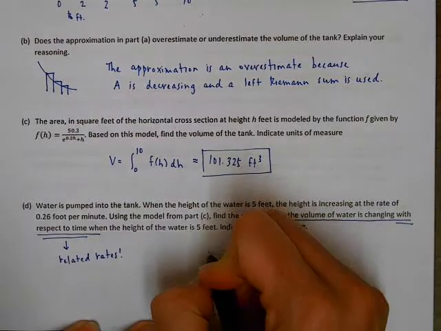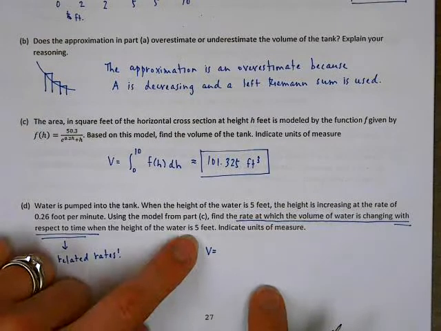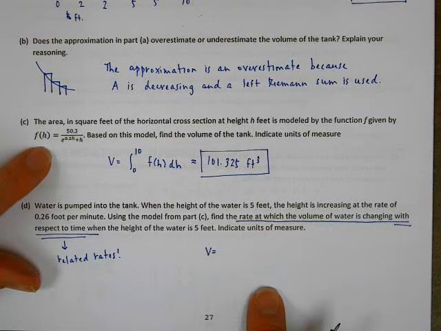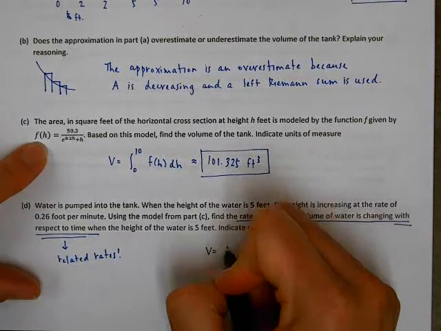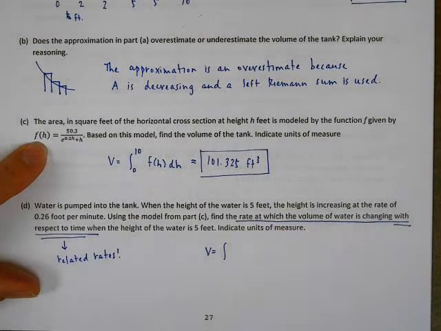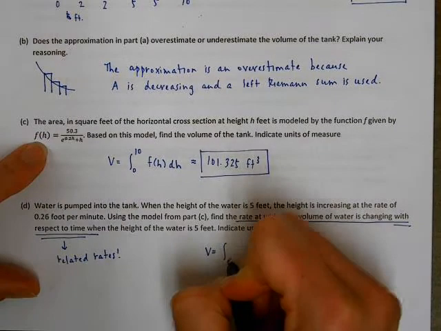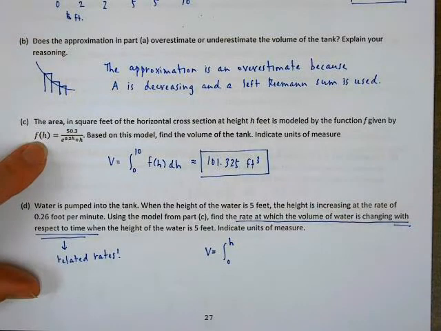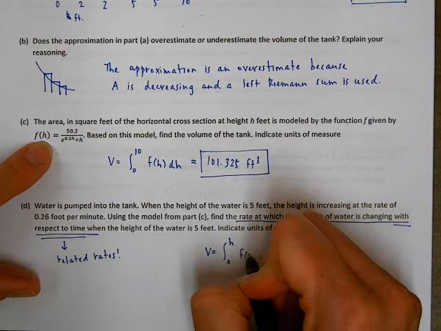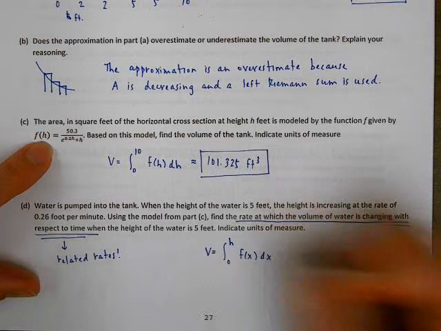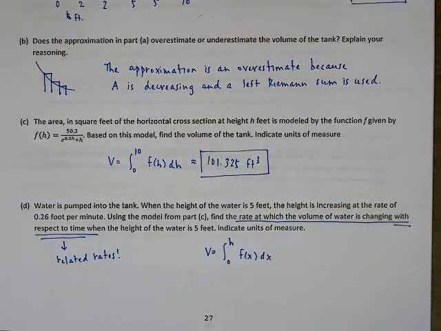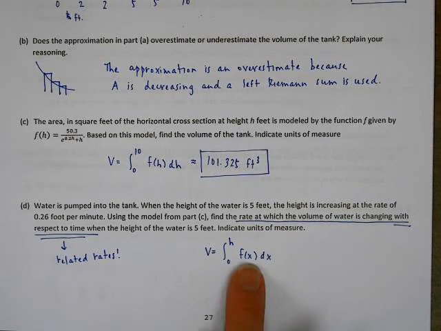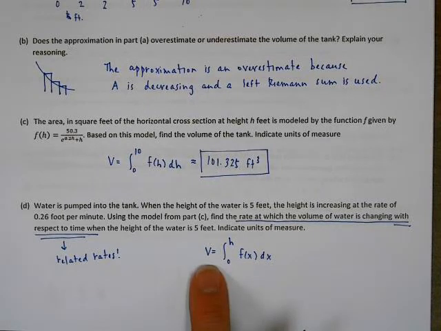Now we know from part C, we found the volume of this tank by integrating our function f of h, right, by adding all those cross sections. So the volume is the integral from 0 to h. I'm going to call this f of x dx. So that's my function. If I integrate my f of h, then I'm going to get the volume.